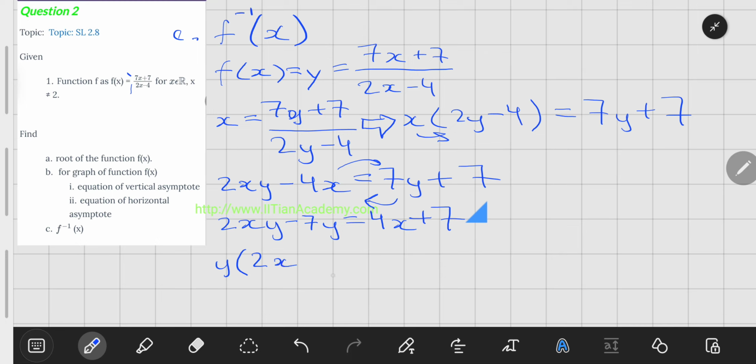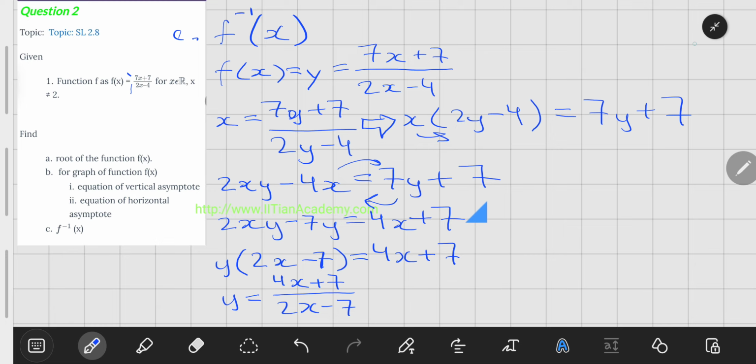Then we will gather the y terms to one side and move the other variables to the opposing side. So we'll move 7y over and the 4x to the other side. So we'll subtract 7y, and this will become positive 4x + 7. Then if we factor out the common variable of these two terms, which is y, we get y times (2x - 7) equal to 4x + 7.